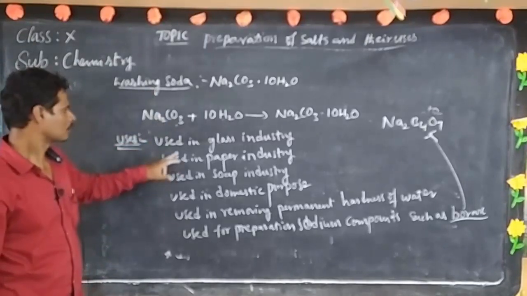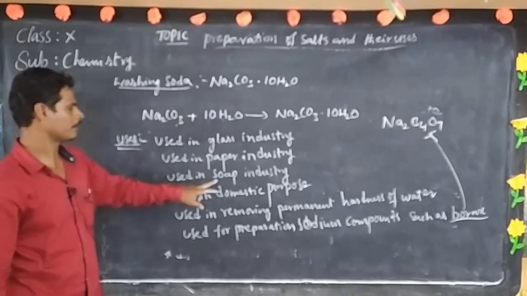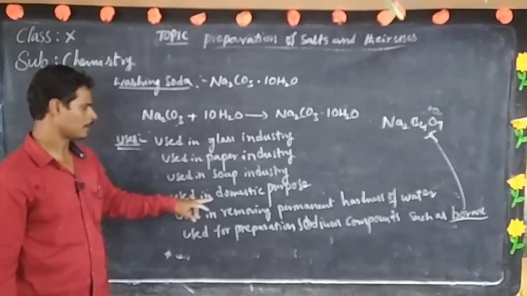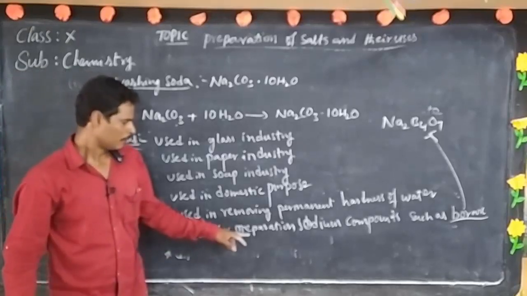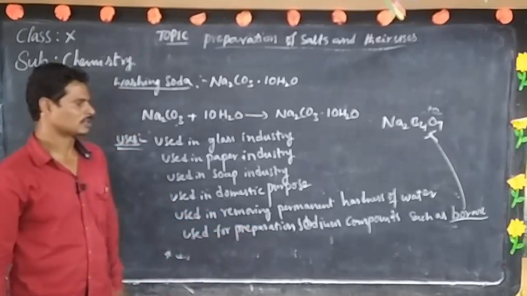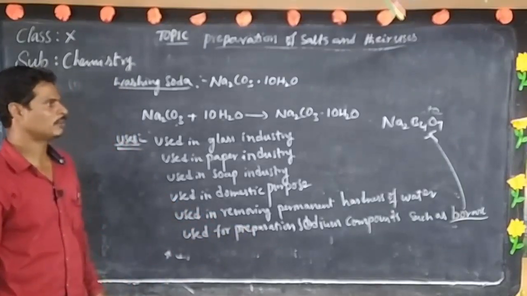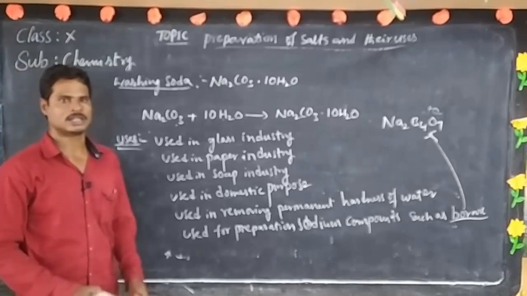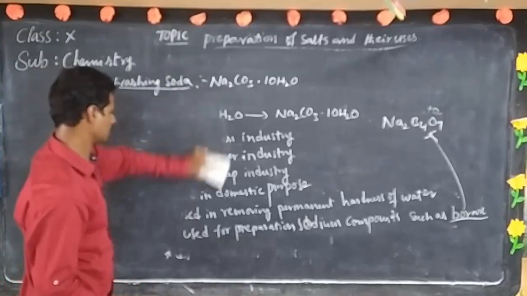Used in glass industry, paper industry, soap industry, domestic purpose, removing permanent hardness of water, and preparation of sodium compounds such as borax. So what is the formula of borax? Na2B4O7. Next, last one is plaster of Paris.